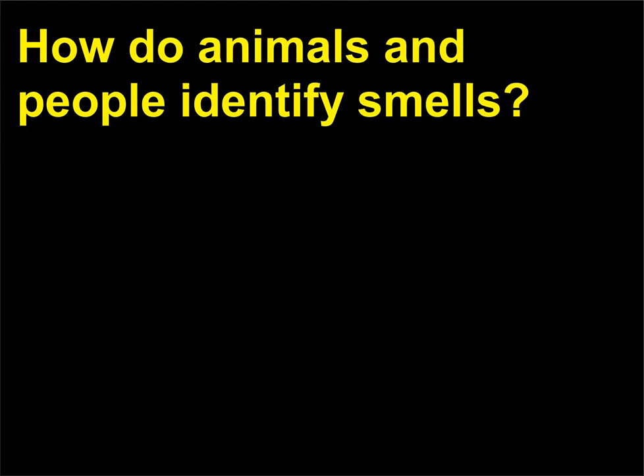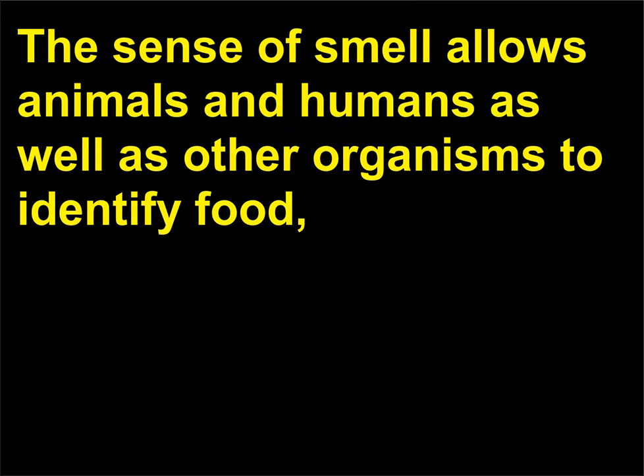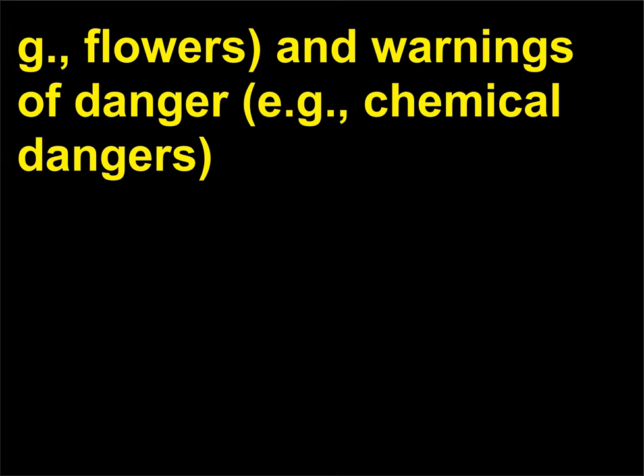How do animals and people identify smells? The sense of smell allows animals and humans as well as other organisms to identify food, mates, and predators. This sense also provides sensory pleasure, e.g., flowers, and warnings of danger, example chemical dangers.